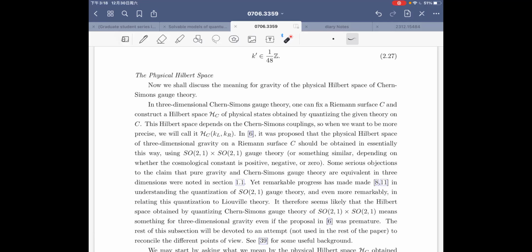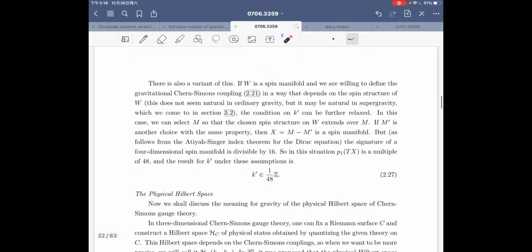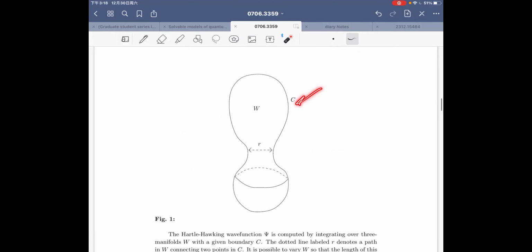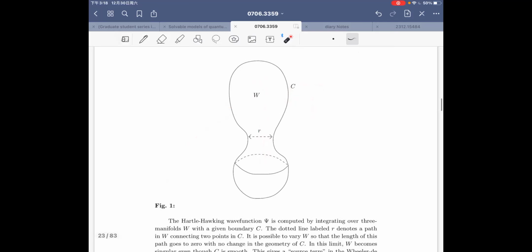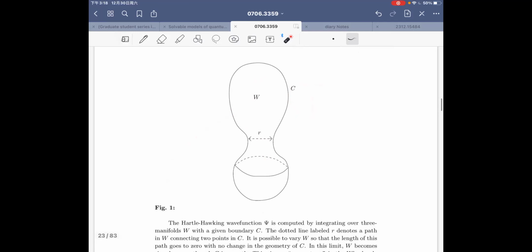Our idea is to construct the Hartle-Hawking wave function, which just lets C be the boundary. C is two-dimensional; I construct a three-dimensional manifold M bounded by it, and you do the path integral. You need to give a representation, so you need to give an explanation for the Hartle-Hawking wave function. But when C is a closed manifold, the meaning is unclear.